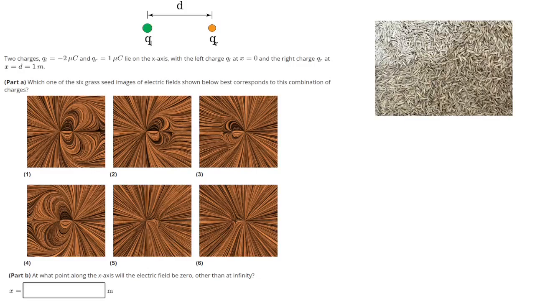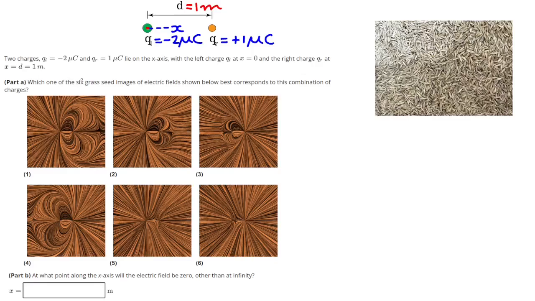Two charges, with the left charge being minus 2 microcoulombs and the right charge being positive 1 microcoulomb, lie on the x-axis, with the left charge at the origin and the right charge at a distance of 1 meter from the left charge. And in part A, which one of the 6 grass seed images of electric fields shown below best corresponds to this combination of charges?